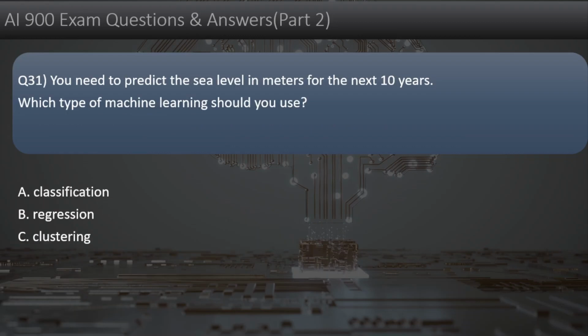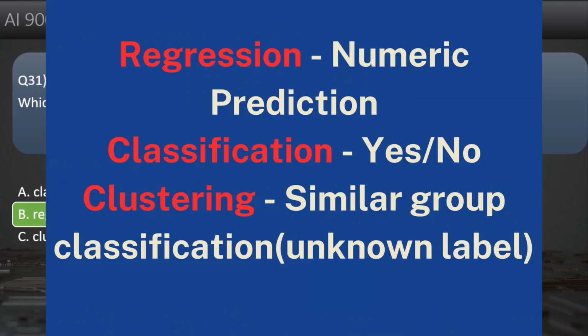Question 31. You need to predict the sea level in meters for the next 10 years. Which type of machine learning should you use? Option A, classification. Option B, regression. Option C, clustering. The correct answer is option B, regression.